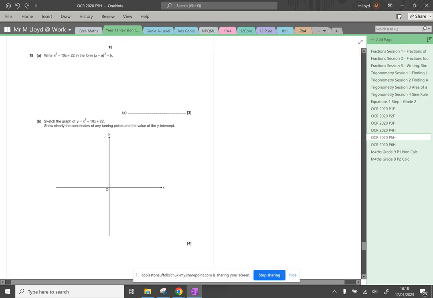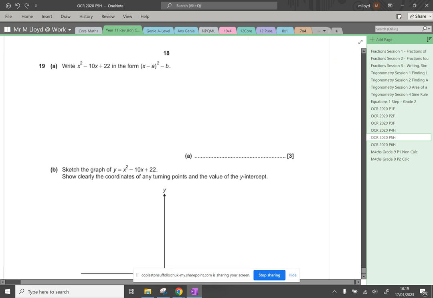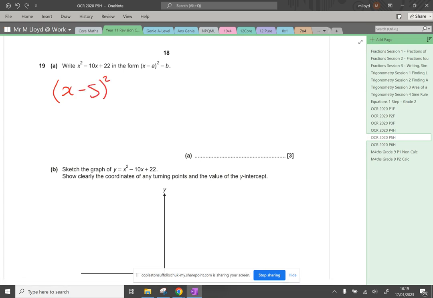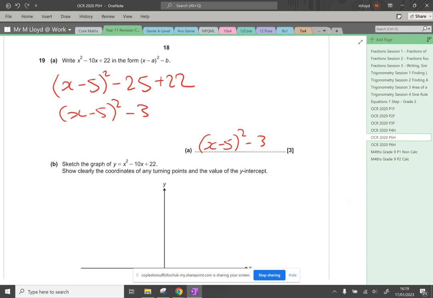So, okay, question 19. Complete the square. So we halve that 10, giving us a 5, and then we subtract the square of 5, because that's what will come out of that squared bracket, and then we have the plus 22. X take away 5 all squared, and then that's going to be take away 3, and that's our final answer. So we've completed the square there.